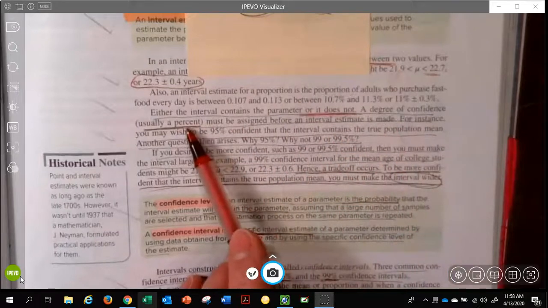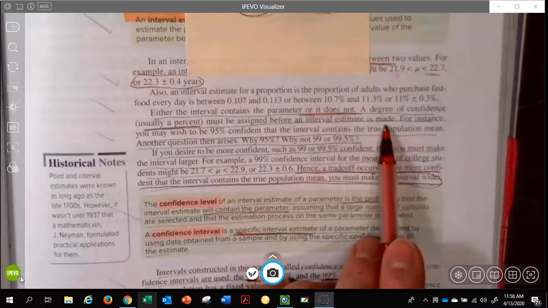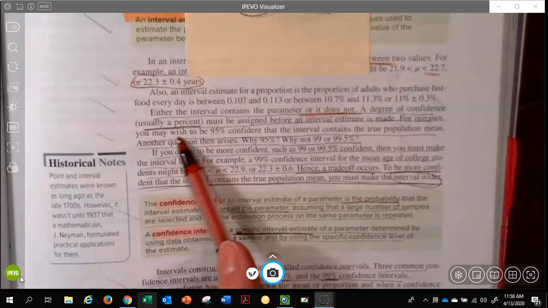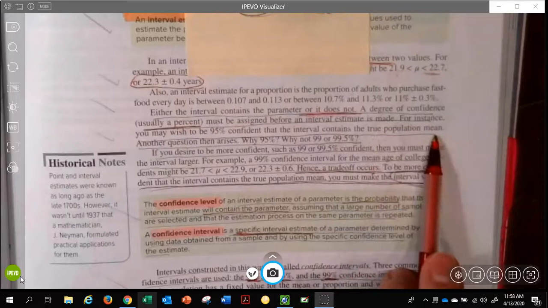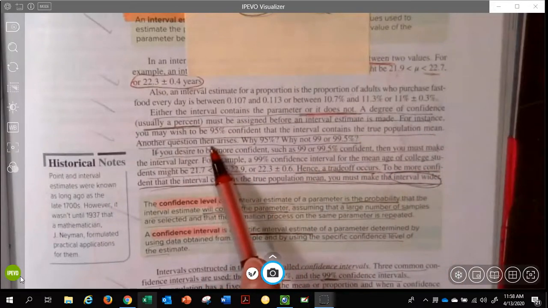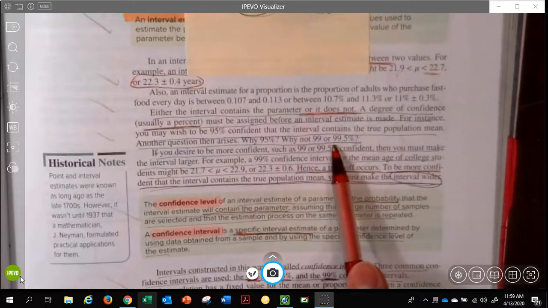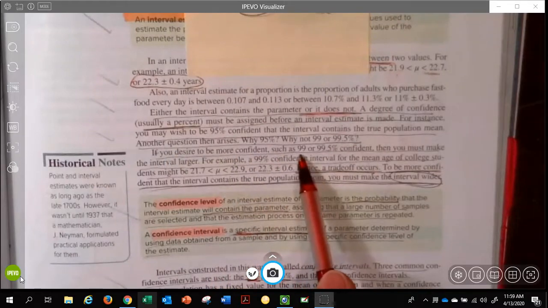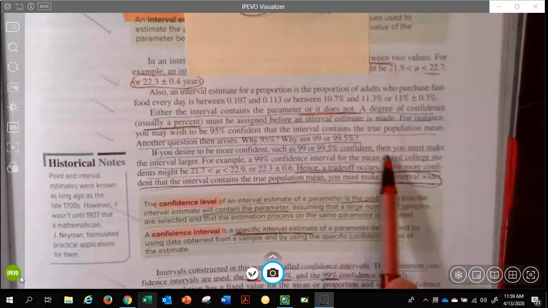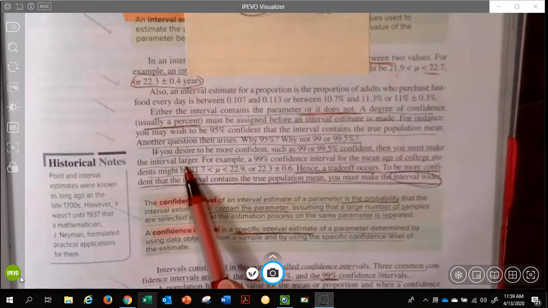A degree of confidence, which is usually a percent, must be assigned before an interval estimate is made. For instance, you may wish to be 95% confident that the interval contains the true population mean. But then another question arises. Why 95? Why not 99? Or why not 99.5? If you desire to be more confident, like 99 or 99.5, then you must make the interval larger, like a bigger net, to be able to catch wherever that mean actually is.